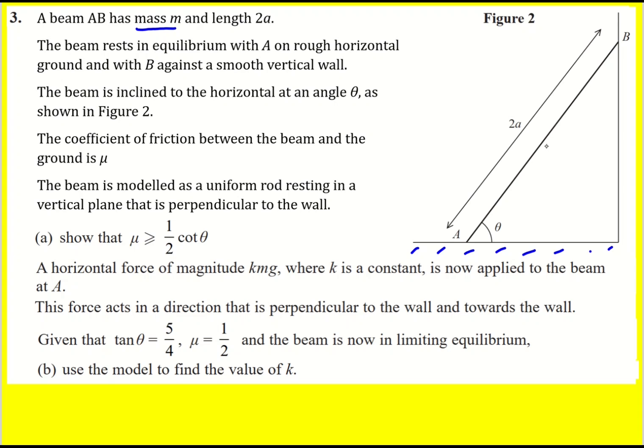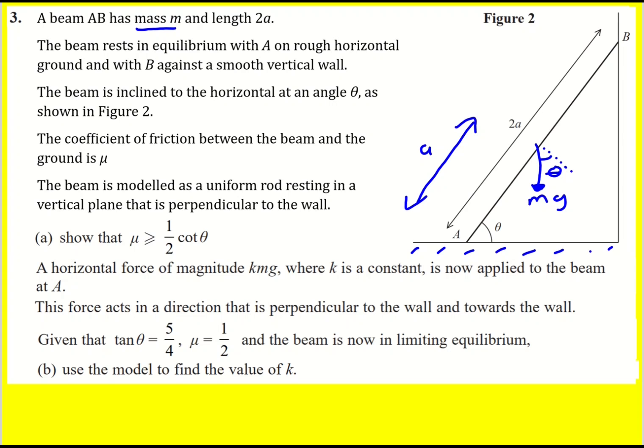Right, so now I can bring in the weight acting in the very middle. It's going to be mg, and this here is going to be A. And I can also put on a normal to the beam, and then this angle will be theta. And it's resting in a vertical plane perpendicular to the wall. Okay, we're asked to show that mu is greater than or equal to a half cot theta.